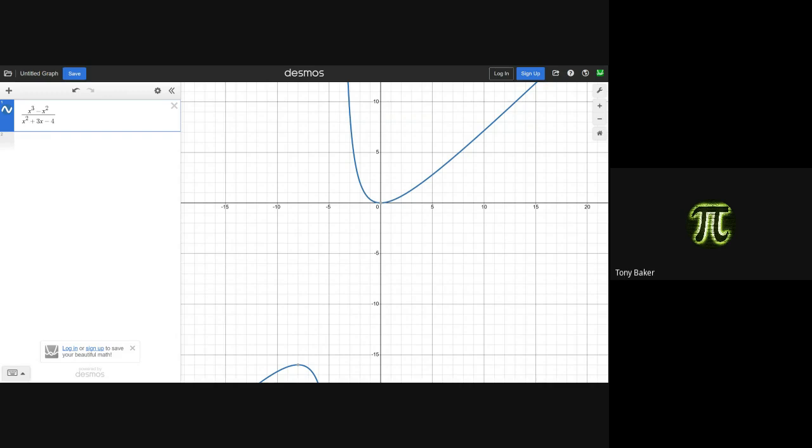So as we're going to positive infinity, the top's getting infinitely large in a positive direction because it's squared, and the bottom is going to be positive, so this is going to go to positive infinity.